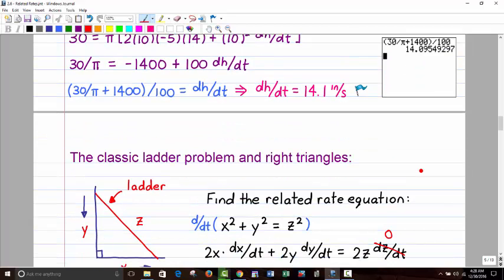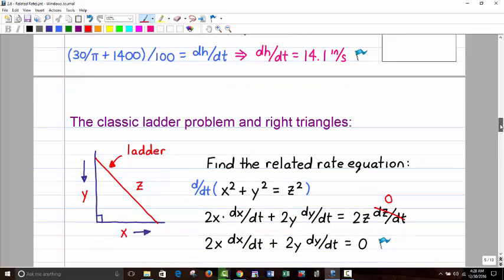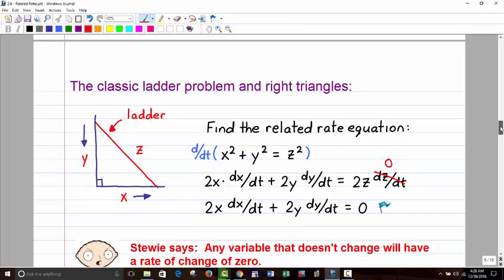Now, the classic ladder problem. This is very common, right triangles. So we just got through seeing various famous shapes like cylinders and spheres and things like that. Those are good. But the ladder problem and right triangle related rates are very important and commonly used. I've been known to put this on a test and on the exam, and I've done it in the final before too.